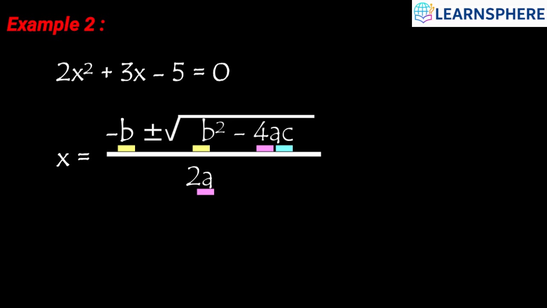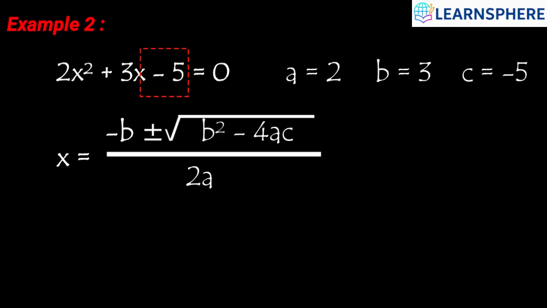Firstly, we have to determine our values for a, b, and c. The value of a is the coefficient of x squared, which in this example is a equals 2. The value of b is the coefficient of x, which is positive 3. Therefore, our b value is positive 3. And for c, it is the constant that we have, and therefore our c value is negative 5.